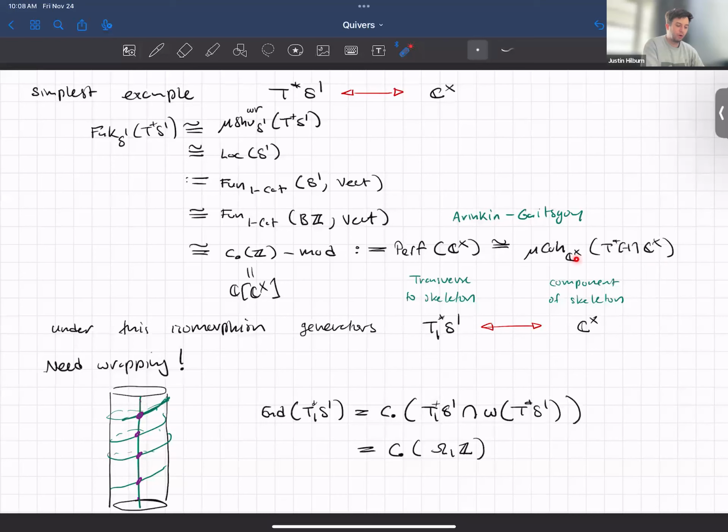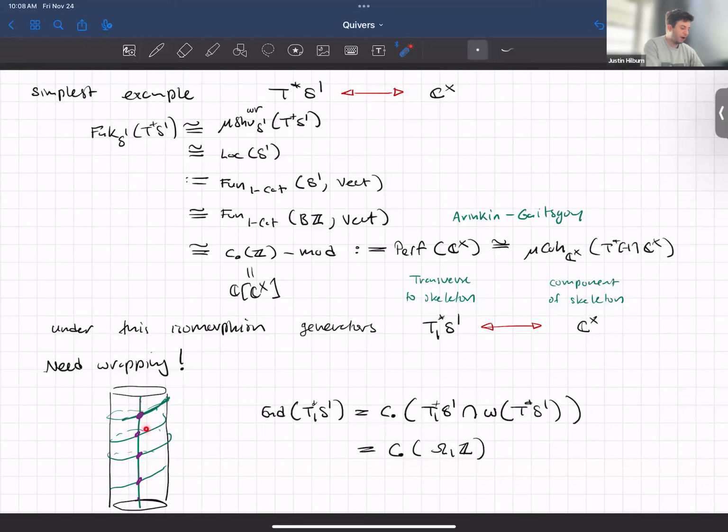And that generates the category of perfect complexes on C*, which maybe later I'll want to think of in some microlocal way in terms of shifted symplectic geometry, but I'll leave this off for now. But the only thing that I wanted to say by doing this example is that under this isomorphism, the generator on the hyper-Kähler category side is the cotangent fiber to 1 inside of S1. And the important thing about it is that it's transverse to this skeleton.